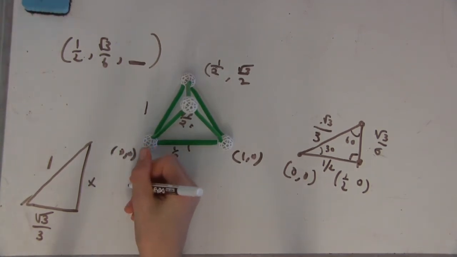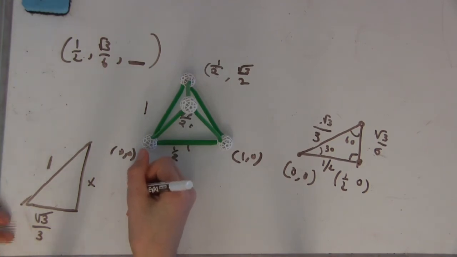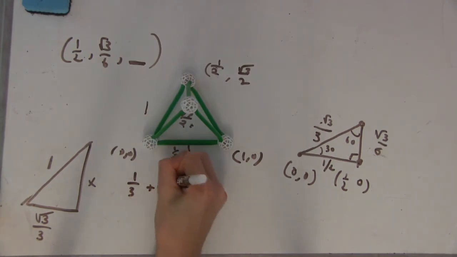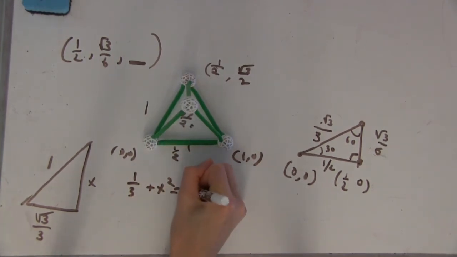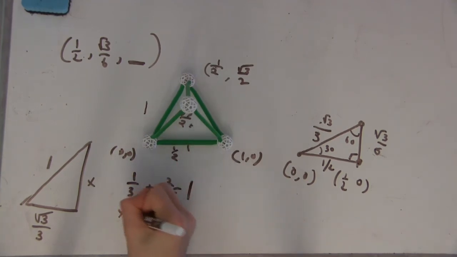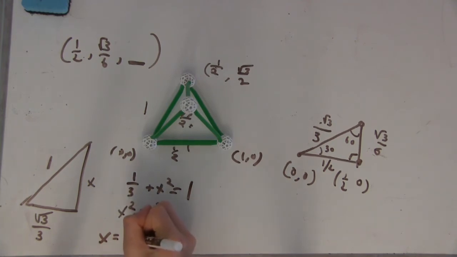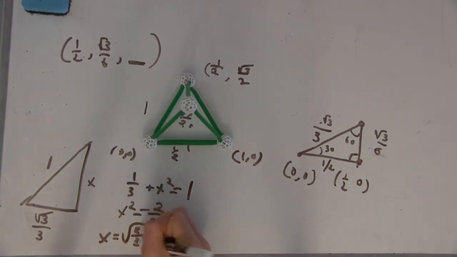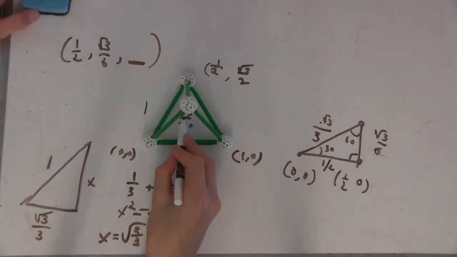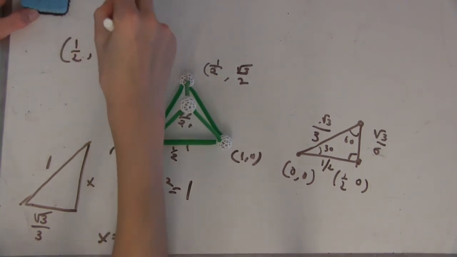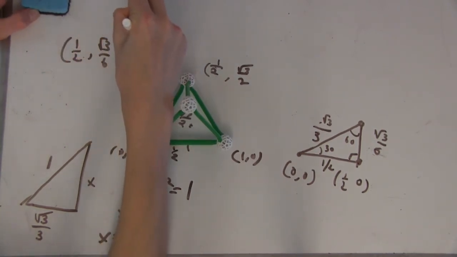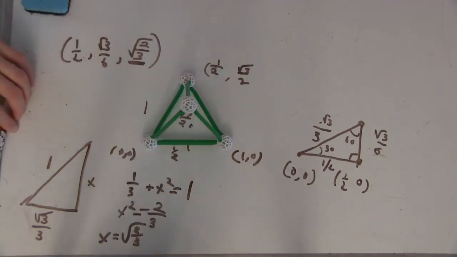So we can say that 3 over 9, so 1/3, which is root 3 over 3 squared, plus x squared equals 1. So x squared is 2/3. So this x is the square root of 2/3. You can just leave it like that. So now we know this distance up is the square root of 2/3. Just write that in. That's a really nice job, guys.